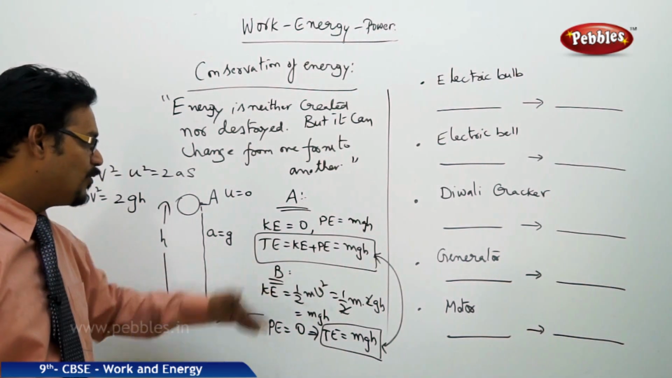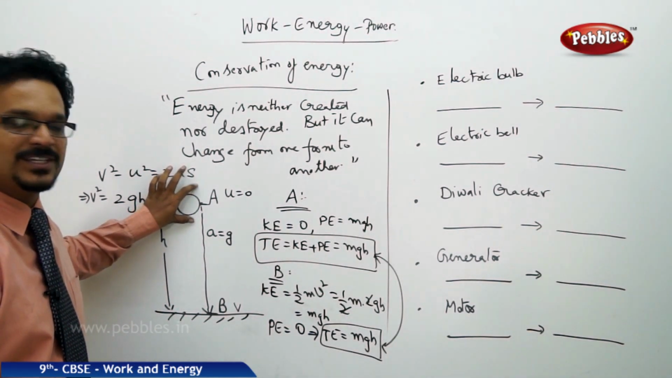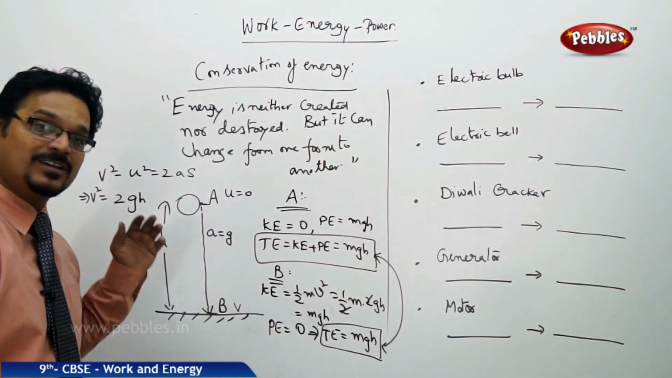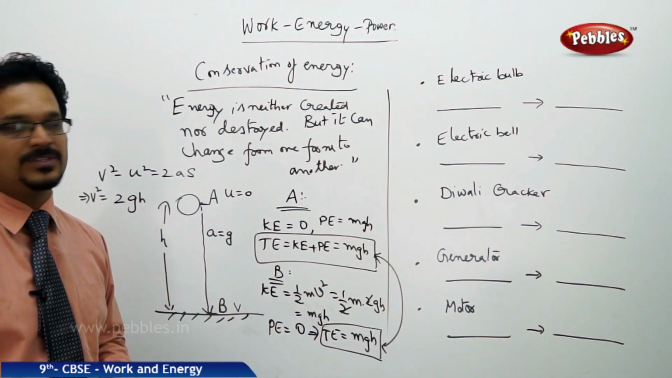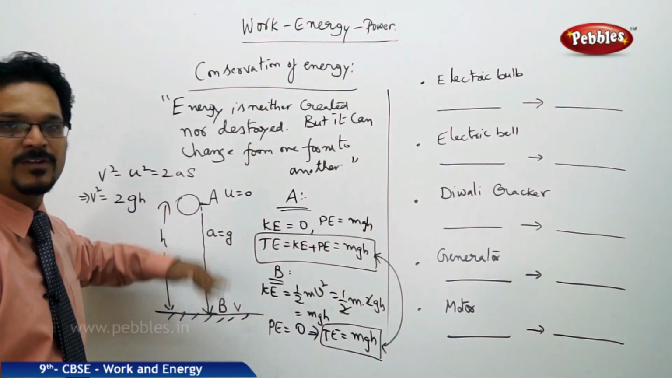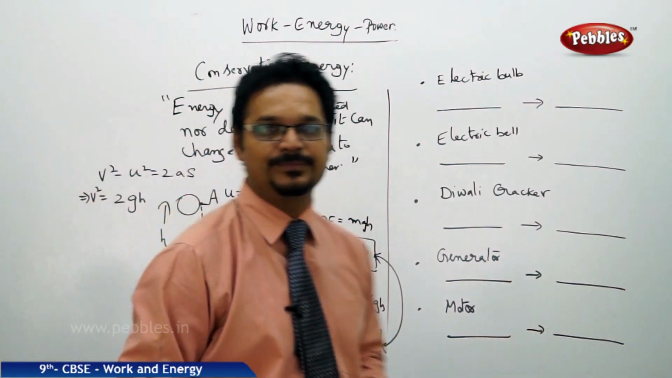So wherever you go, the energy form is changing. At the highest point you have potential energy. At the ground point, you have kinetic energy, but the total energy is always constant. So that's why conservation of energy says you cannot create or destroy energy, but you can change it from one form to another. Let me give you some more examples.